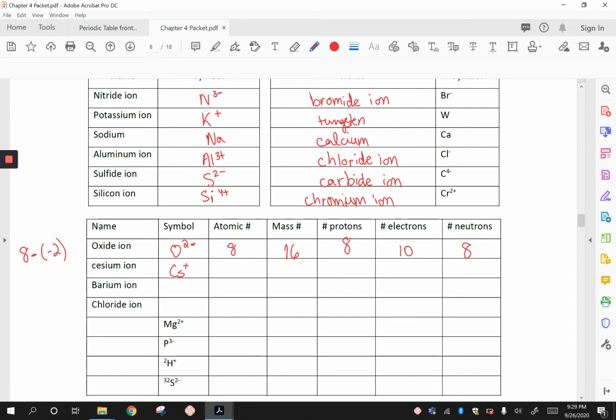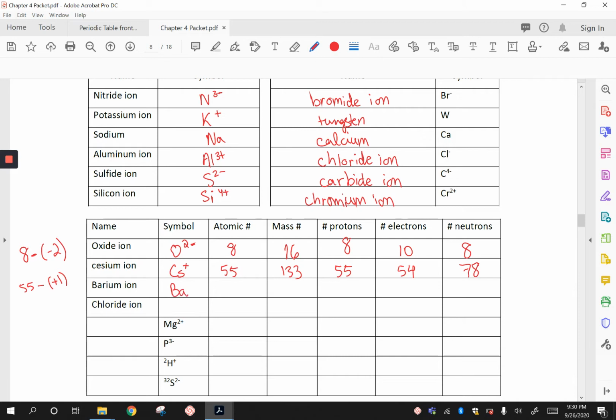So the atomic number for cesium is 55, which tells us it is 55 protons. For the electrons, you take the atomic number, so 55 minus the charge, which is +1. So that would be 54. And the mass number you get from the periodic table, it is 133. So 133 minus 55, that gives you 78 neutrons.